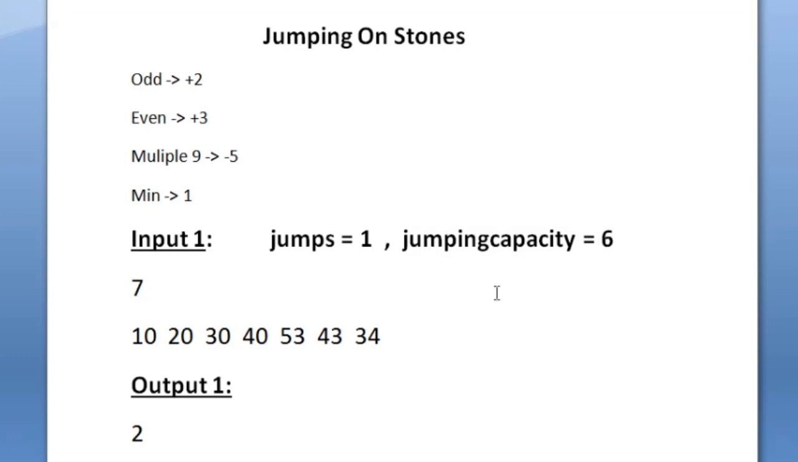And from 53 now the boy can jump 6 stones, but there are only 2 stones left. So he will be able to cross all the stones in 2 jumps. So we are printing our output as 2. Now let us see our sample input 2.